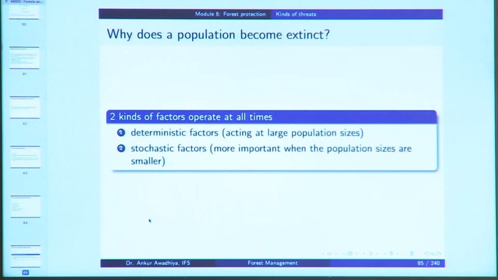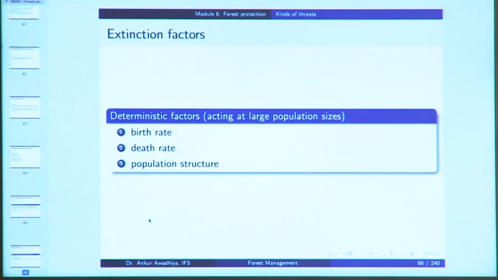Now, why does a population become extinct? You have two different kinds of factors. You have deterministic factors that act at large population sizes, such as birth rates and death rates, and you have stochastic factors that act at small population sizes. So, deterministic factors include birth rate, death rate, and the structure of the population, whether most of the individuals are young, most of the individuals are old, or most of the individuals are of a mature stage.